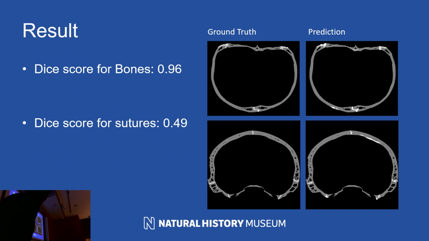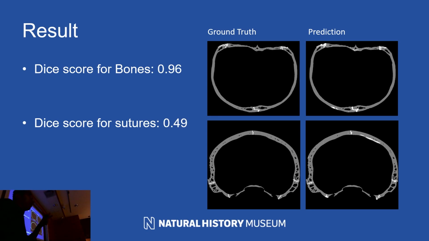And here are some of our preliminary results. The bone actually does really well, with about 96% Dice score. But the sutures only got around 0.5, which shows only half of them are being correctly identified. Here's something I can show you: the ground truth and the prediction.